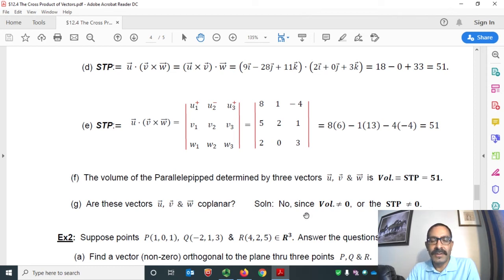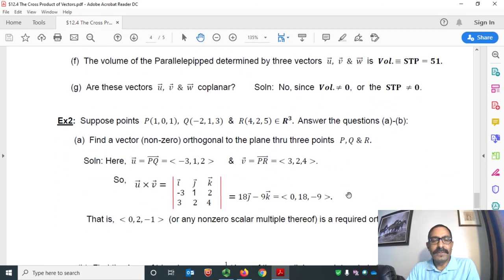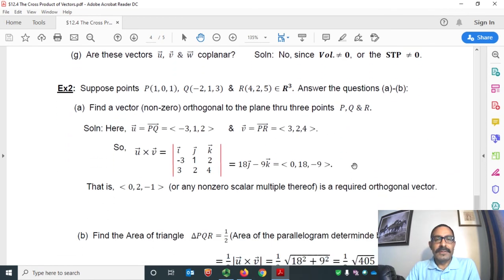Great. Now let's move on. Example 2. Suppose 3 points P, Q, R are given in space. Answer the questions part A and B. Part A, find a vector orthogonal to the plane through 3 points. We know 3 points determine a plane. So question A asks us to find a vector orthogonal to the plane through 3 points.